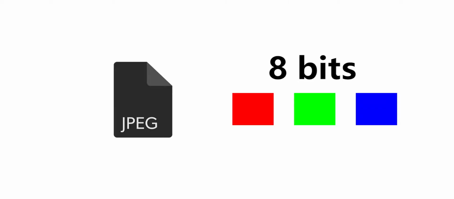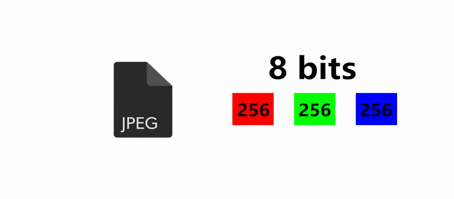So a JPEG has 8 bits. And 8 bits is pretty much the norm. That's how many bits are on Instagram photos, Facebook photos, photos you take on your iPhone. Your screen displays 8 bits of color information. And 8-bit means that each channel has 256 possible shades. So 256 shades of red, green, and blue.